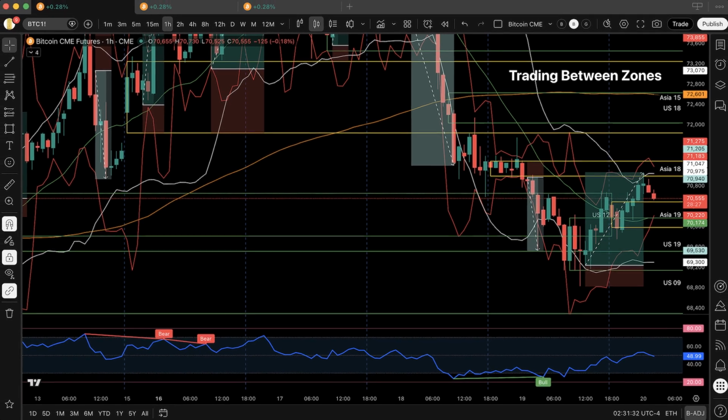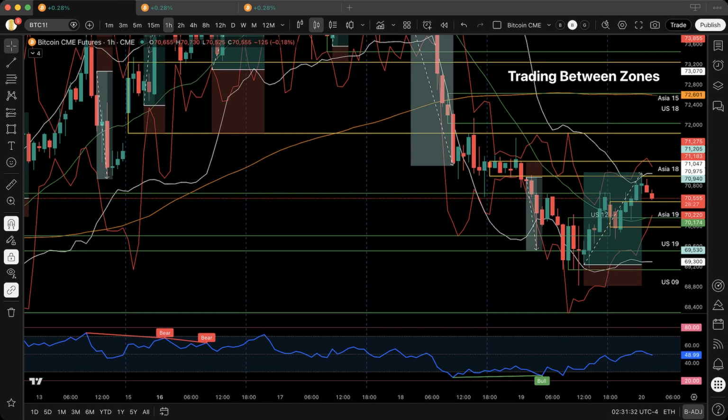Price is not trending here. It is negotiating structure. And that distinction defines everything that follows. The March 18th U.S. session did not simply move lower. It relocated through multiple layers of prior structure.